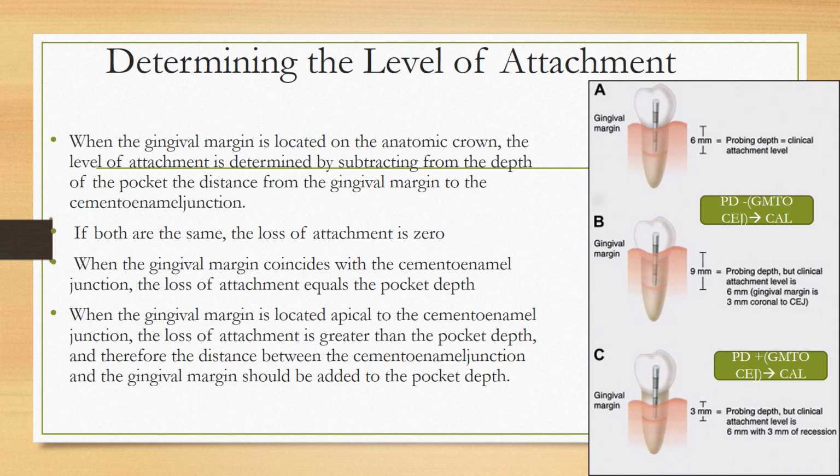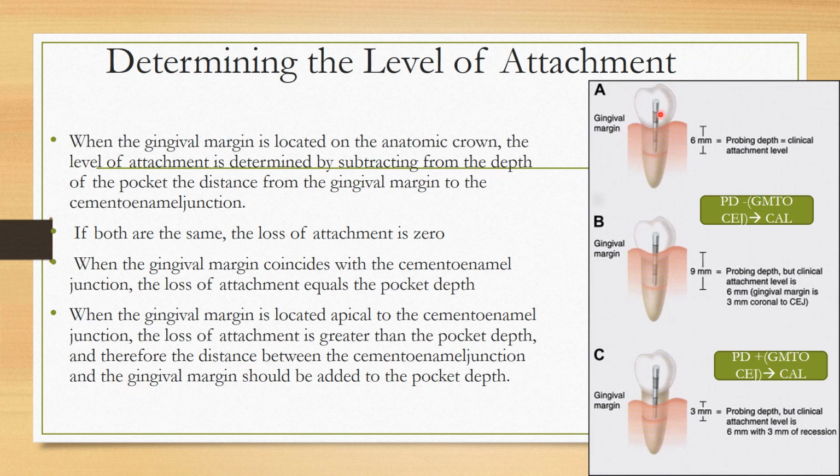So how do we determine the clinical attachment level? When the gingival margin is located on the anatomic crown, the level of attachment is determined by subtracting from the depth of the pocket the distance from the gingival margin to the cemento-enamel junction. If both are the same, the loss of attachment will be zero. When the gingival margin coincides with the cemento-enamel junction, the loss of attachment will be equal to the pocket depth. When the gingival margin is located apical to the cemento-enamel junction, the loss of attachment will be greater than the pocket depth, and therefore the distance between the cemento-enamel junction and gingival margin should be added to the pocket depth.